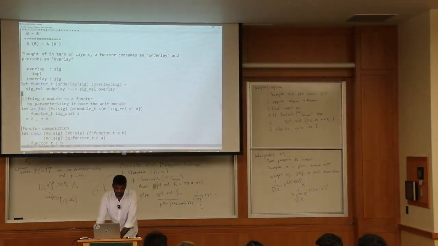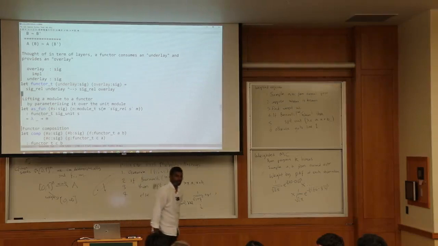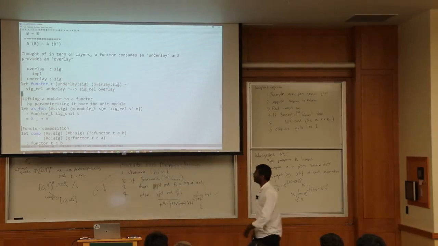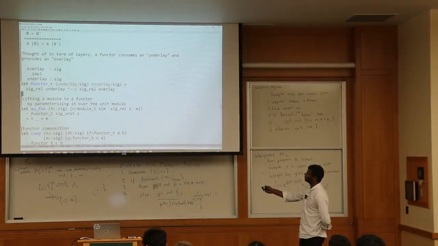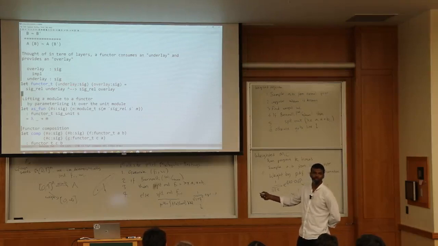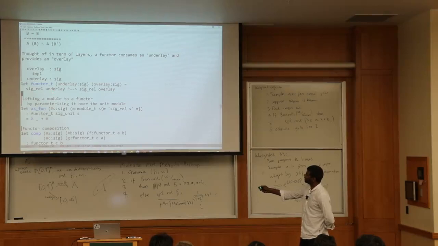And finally, functors are functions from modules to modules, and they too can be given relational interpretations. I see a functor as indexed by 2 signatures: the type of the module that it consumes and the type of the module that it provides. And this thing is a relational arrow manipulating signature relations on the, I call that the underlay, to relations on the overlay.